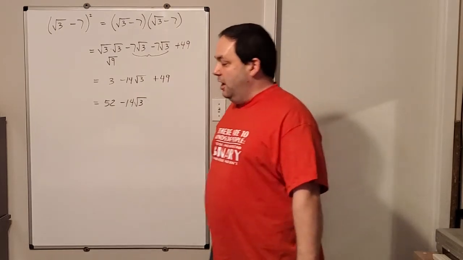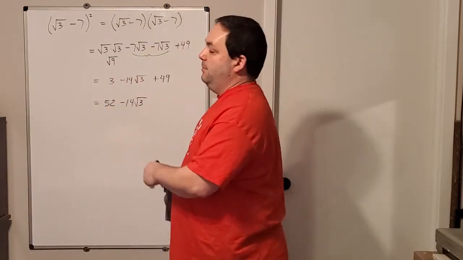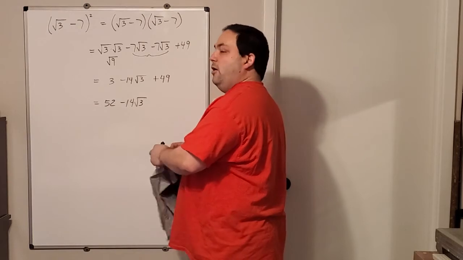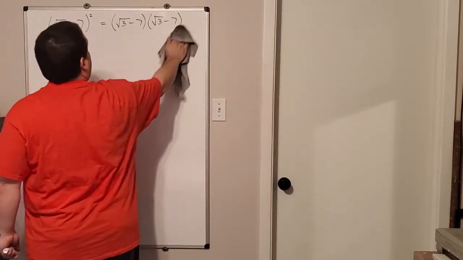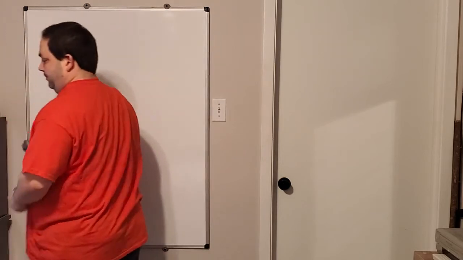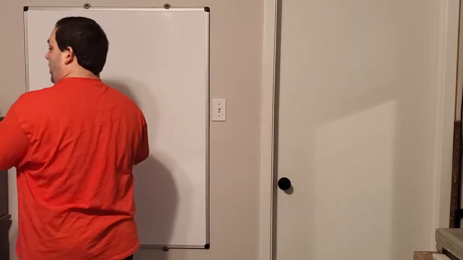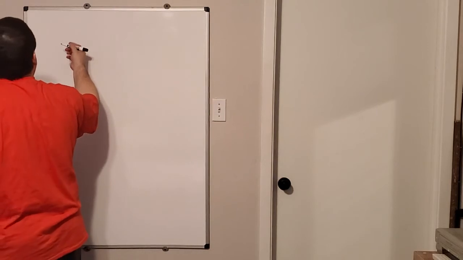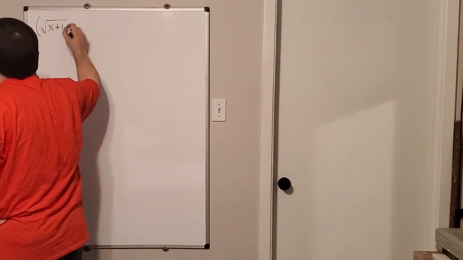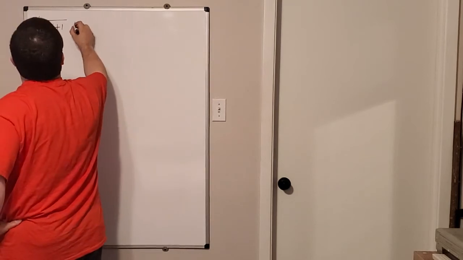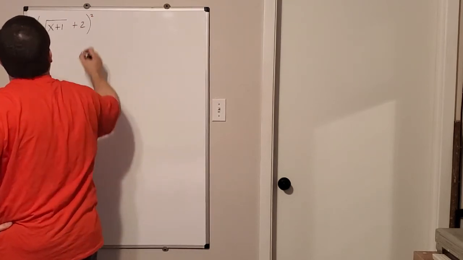Okay, so to finish up, one last example of this same kind, but let's deal with some variables for a minute, because that's going to help us later when we start solving equations that have radicals in them. Sometimes you have to square something that might not be quite so nice to square, and this is an example of that. Square root of x plus 1 and then plus 2, and the whole thing squared.